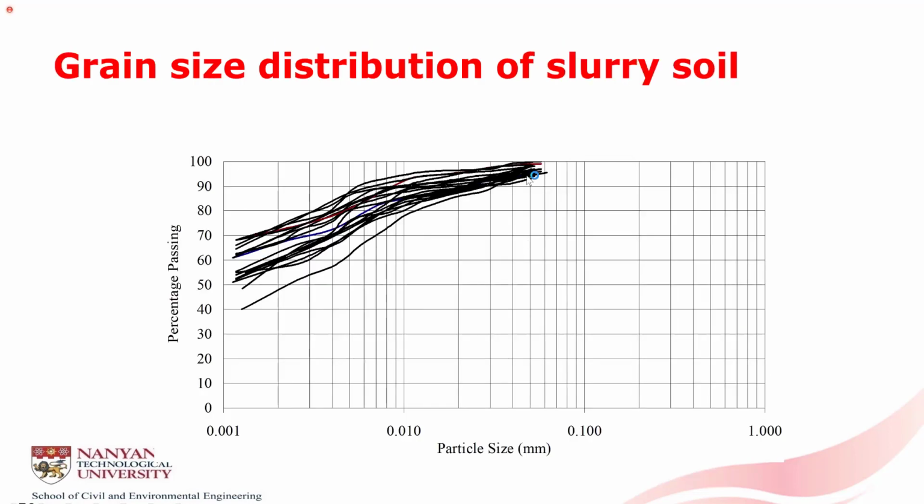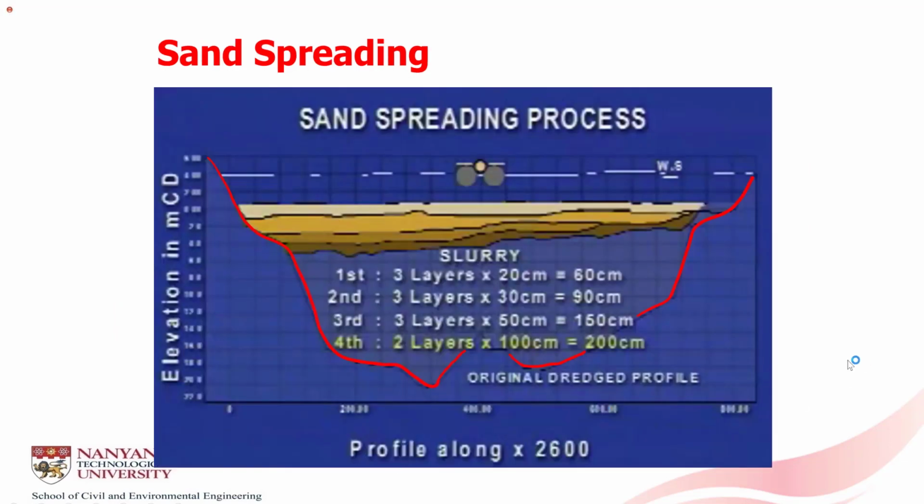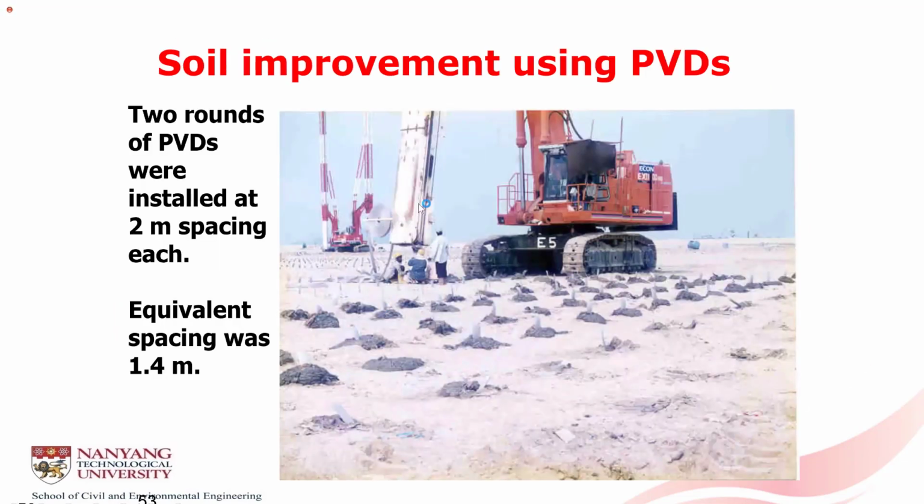You can see from here the grain size distribution curve. All the particles are within the clay range. For land reclamation, we have to use a floating pontoon to spread sand layer by layer on top of the soft mud. Then after that, we install PVDs from the top of the platform. This indicates how soft the clay is. You can see the mud shoot out around the mandrel when PVDs were installed.